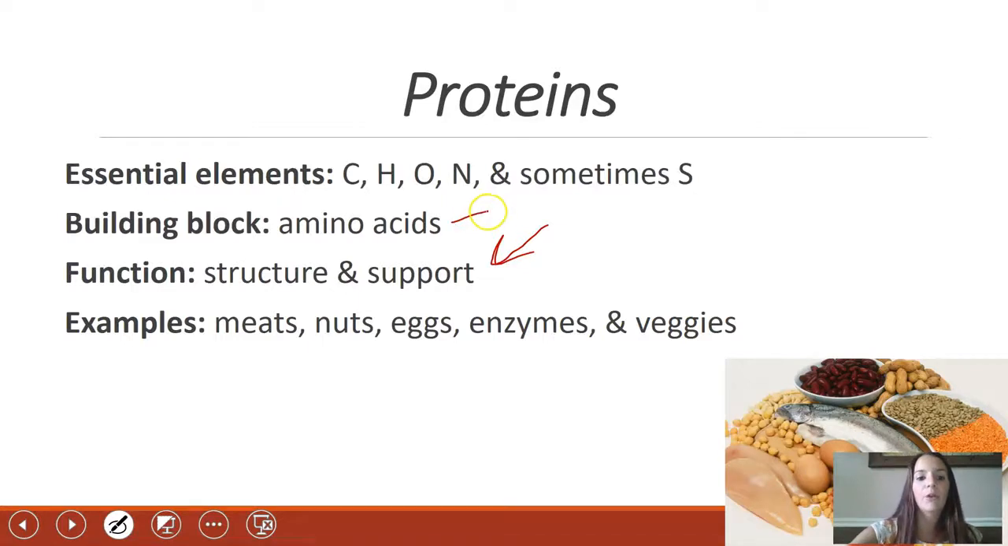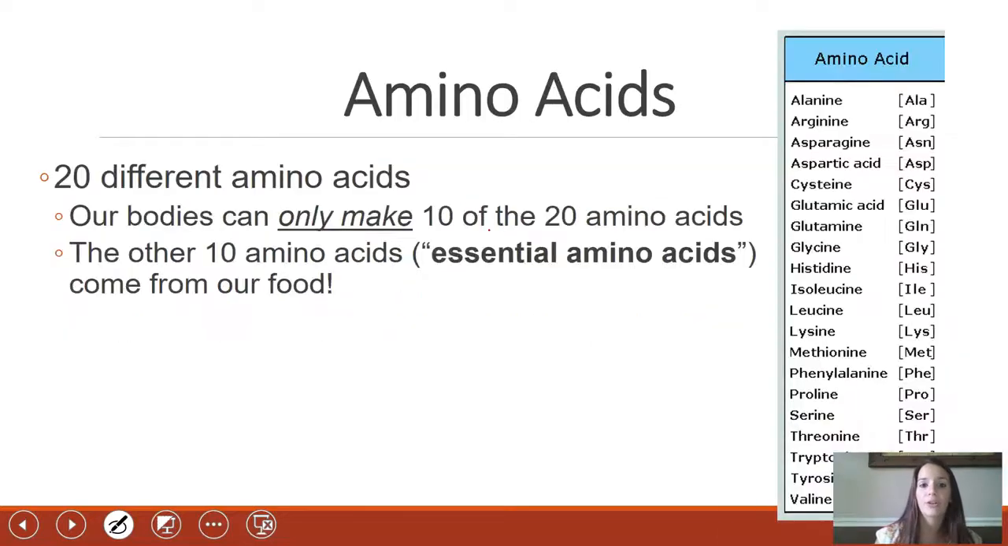The building block of proteins is amino acids, and these have carbon, hydrogen, oxygen, like the fats and the carbs, but they also have nitrogen and sometimes sulfur, depending on the amino acid. Examples of proteins are things like meats, nuts, eggs, enzymes, veggies. These are all excellent ways of getting protein in your diet.